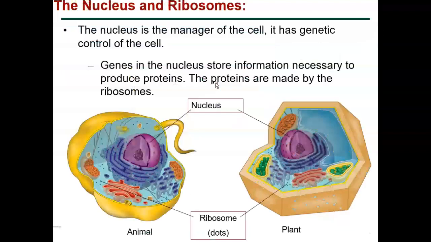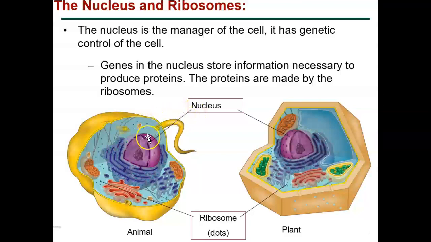So starting out with the nucleus and ribosomes. I've got the pictures side by side so you can see that both animal and plant cells have these items. So now you're going to want to flip back to page 2 of your study guide, and you're going to have the nucleus. The nucleus, you can think of that as the manager of the cell. This has the genetic control of the cell.